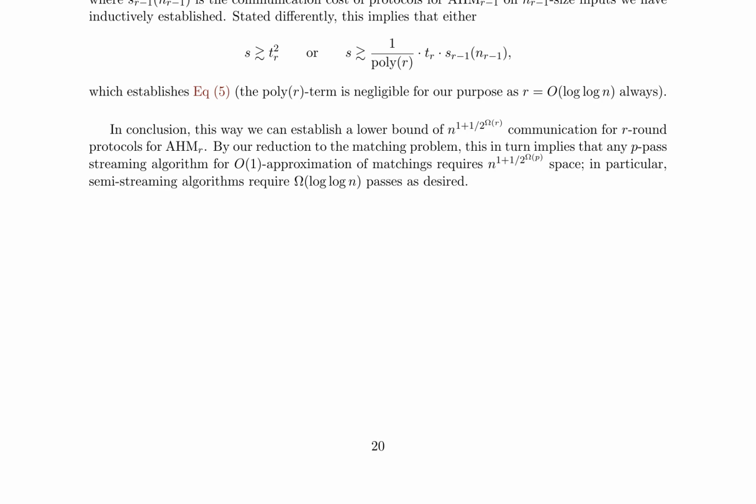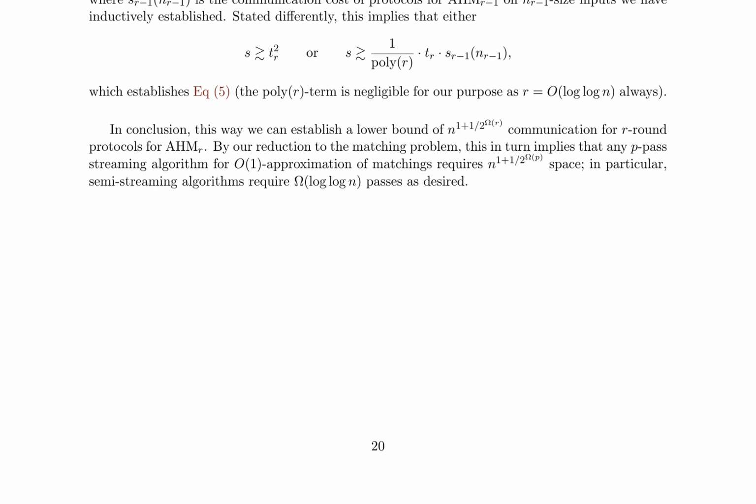Given the communication cost of π_R1 is S, T_R poly(R), we obtain that S·T_R·poly(R) ≥ S_R1(N_R1), where S_R1(N_R1) is the communication cost of protocols for AHM_R1 on N_R1 size inputs we have inductively established. This implies that either S·T_R or S_1·poly(R)·T_R ≥ S_R1(N_R1), which establishes EQ 5. The poly(R) term is negligible for our purpose as R equals O(log n) always.